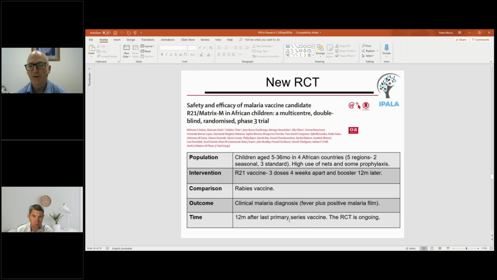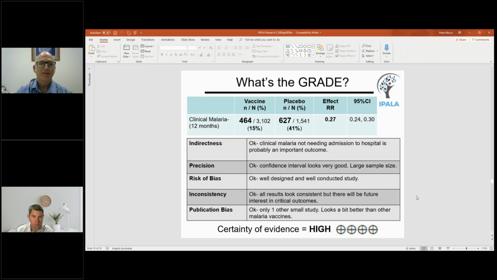So if they got all the vaccines on schedule, about 14 months after being randomized, and the RCT is ongoing. So we'll see some more longer term results coming out in the future. And we'll get a sense of how important the booster dose is as well. So here are the results. Clinical malaria in the first 12 months after completing the primary series.